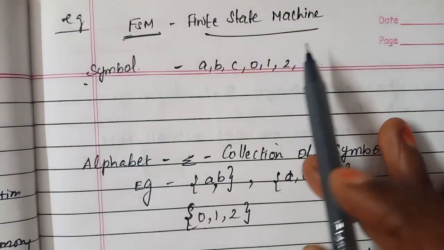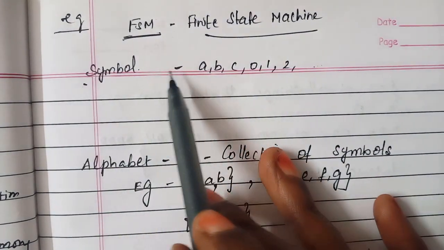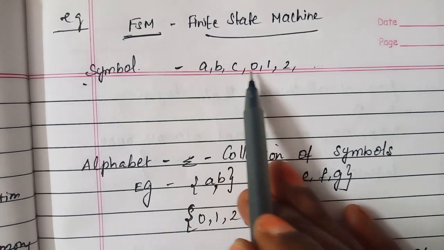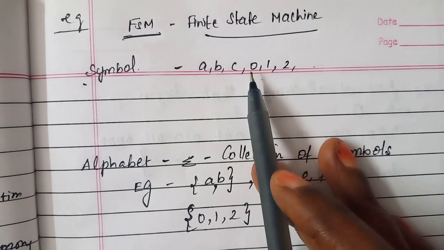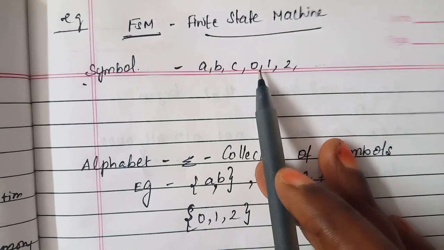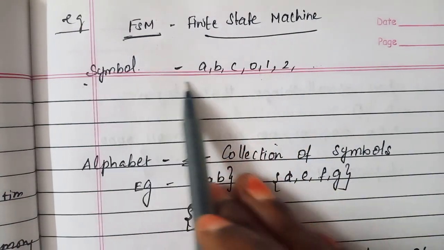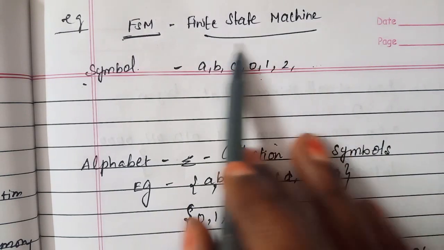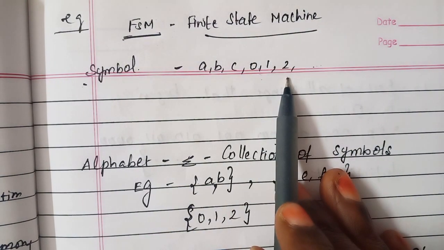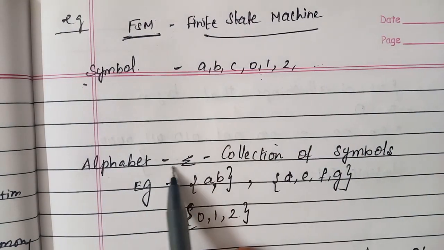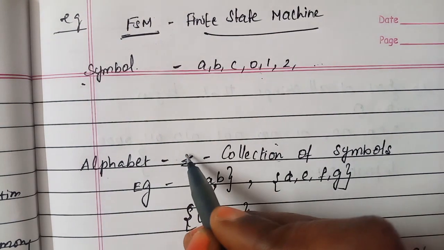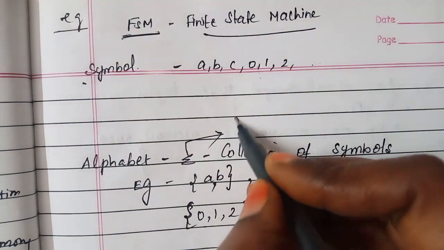So the basic thing here is the symbol. A symbol denotes A, B, C up to Z, and whatever you are using. Apart from that, you have 0, 1, 2, 3 and so on. These characters and digits are called symbols in our automata theory. A collection of symbols is called an alphabet, and the alphabet is represented as sigma.